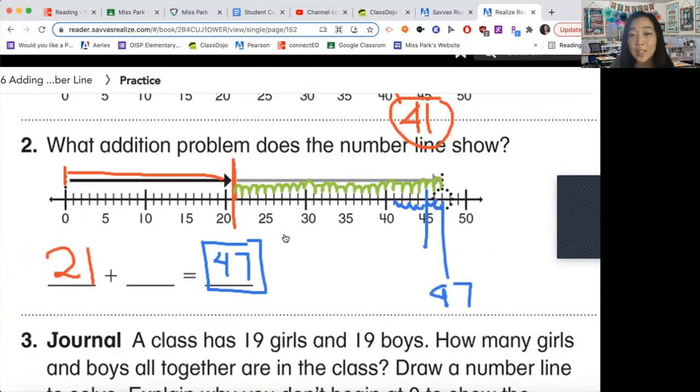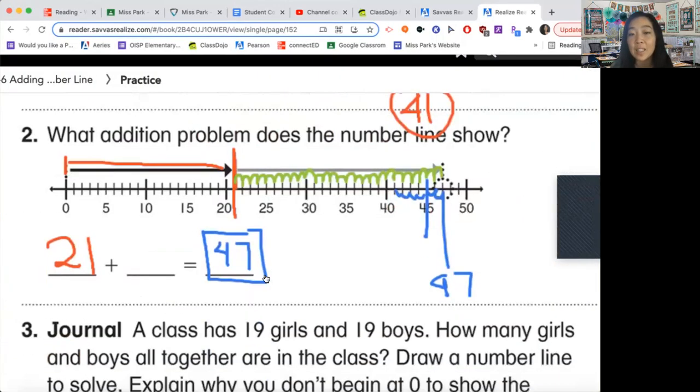So both ways that I just showed you, either counting by tens and then ones, or just counting on, will get you that number, where if you were to add 21 plus 26, it would give you that total of 47.